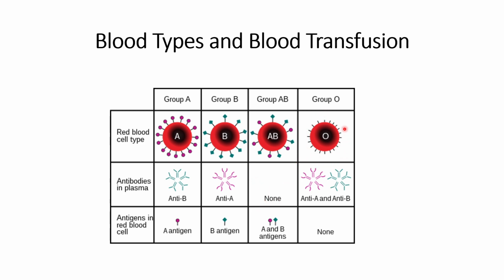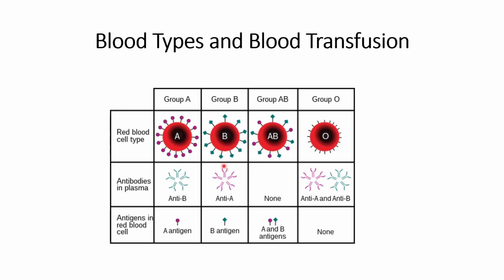Group O does not have any carbohydrates present on red blood cells. Because of this, it develops antibodies against both antigen A and antigen B, and considers them foreign and harmful to the patient. The immune system of a group O patient considers anything with antigen A or antigen B as foreign and tries to prevent it from mixing with the group O blood.